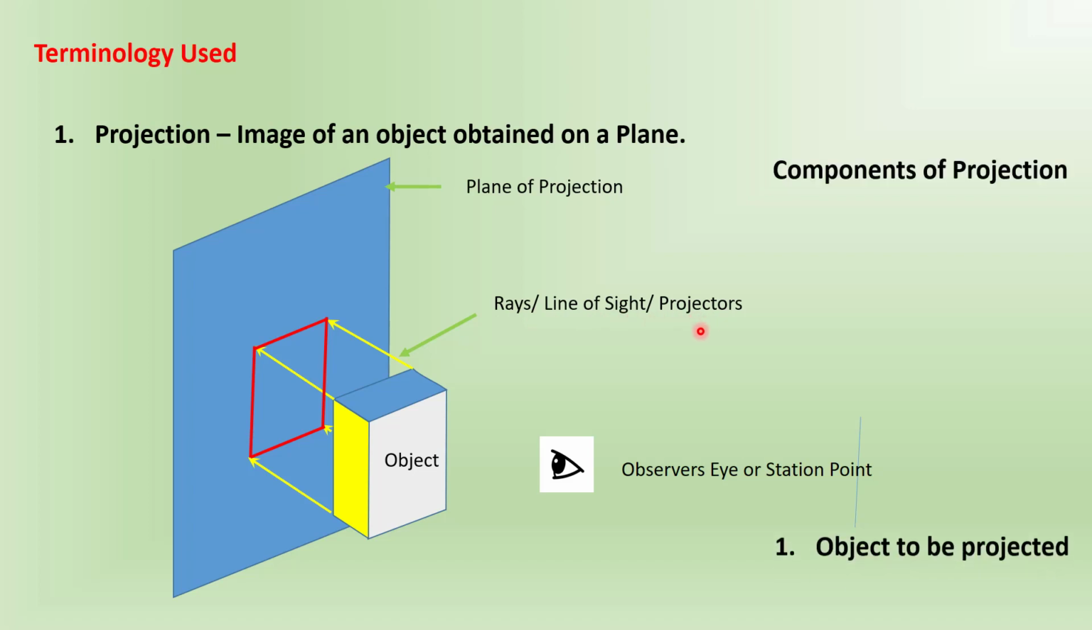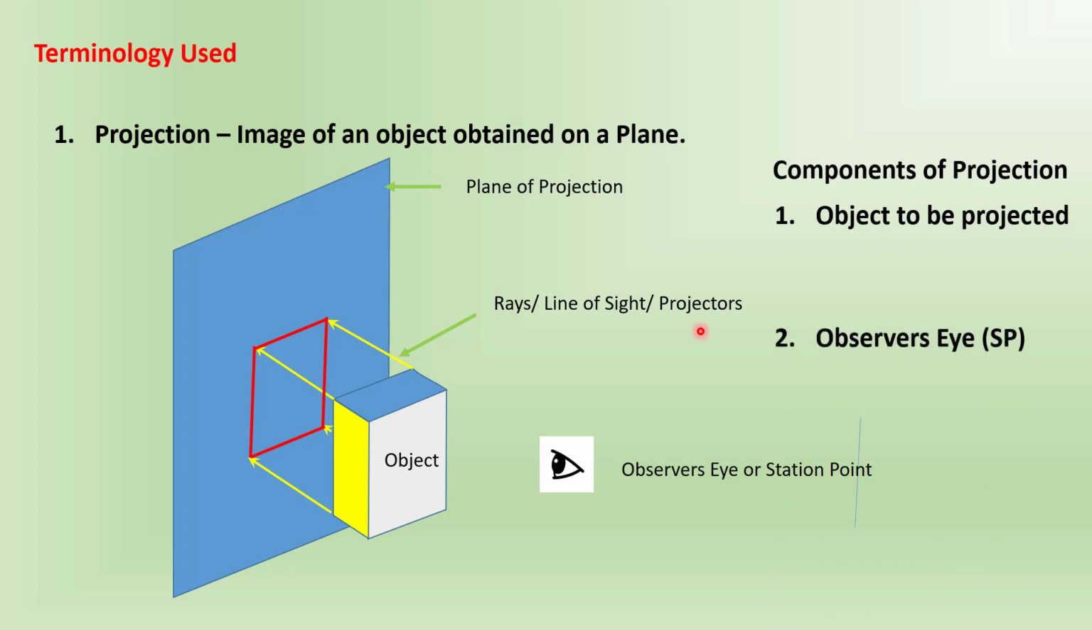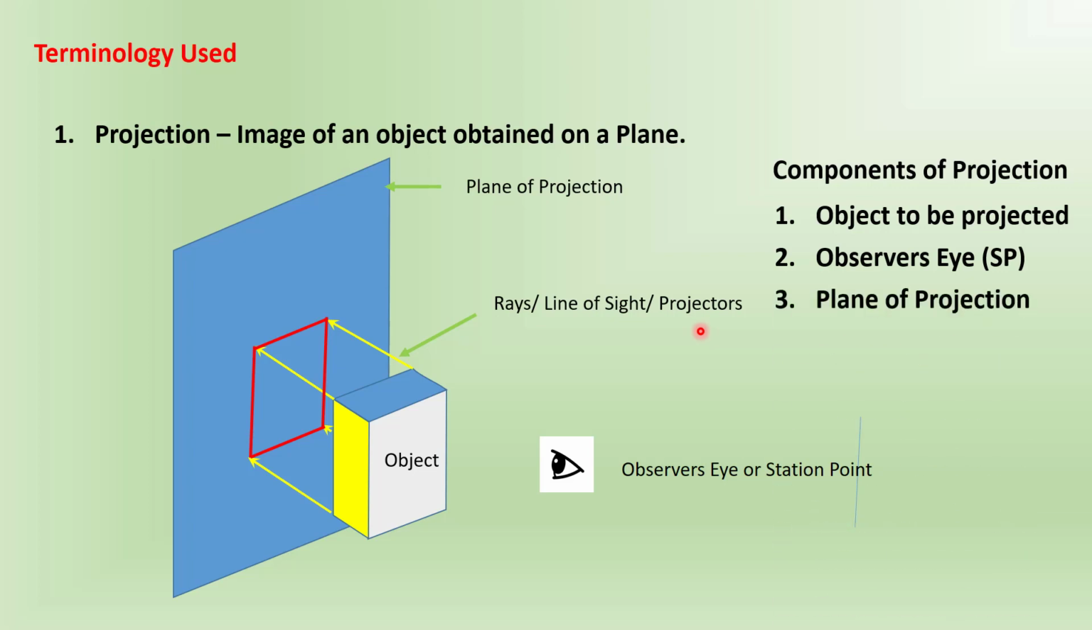So these are the components of projection. The first one is the object which is to be projected. The second one is the station point or the observer's eye. The third one is the plane of projection where we need the image of the object. And the fourth one is the rays or line of sight, which is also known as the projectors.